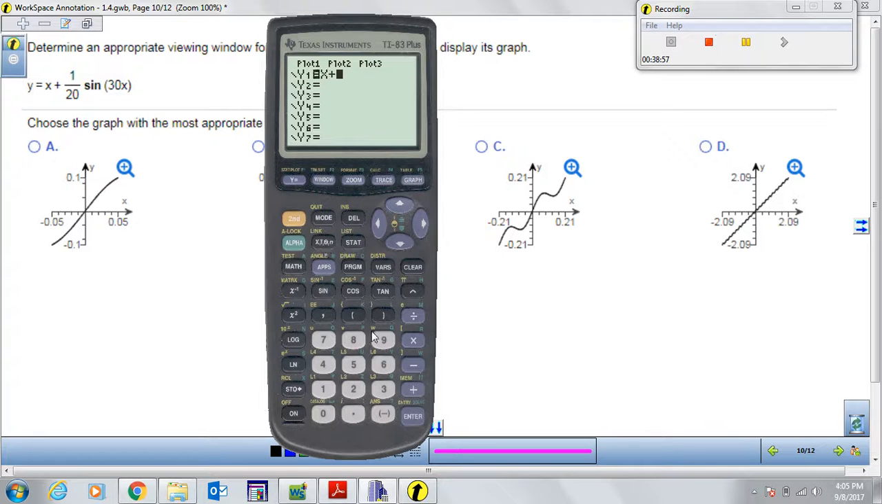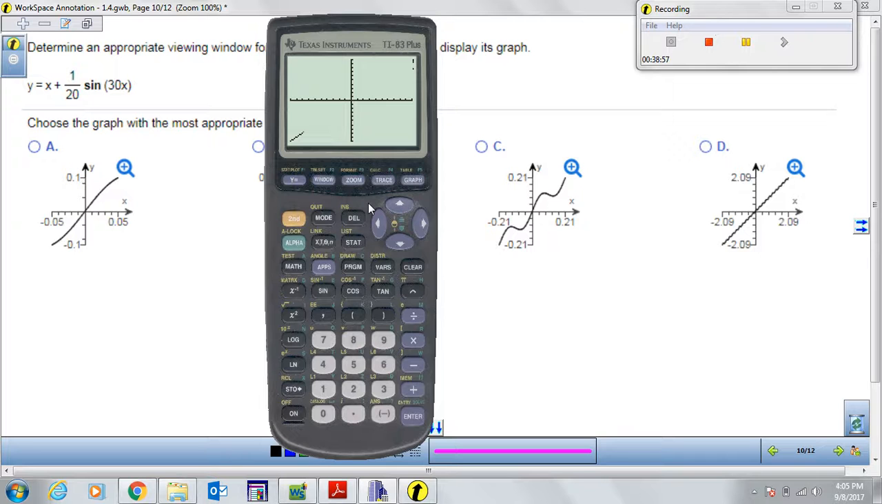So x plus, look what I'm going to do, in parentheses, 1 over 20, because it's a fraction. I suggest you always put fractions in parentheses, especially if your calculator is as old as mine. 30x. Okay, so I graph it.